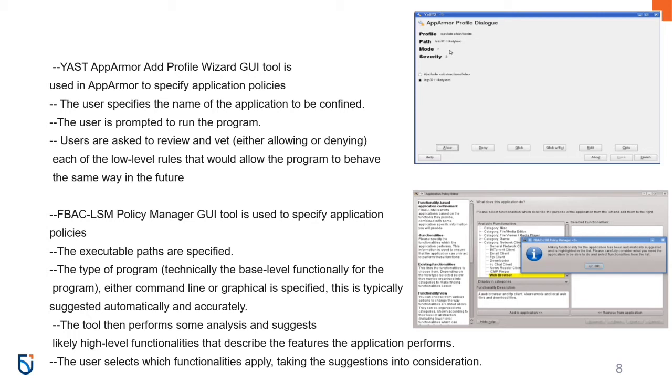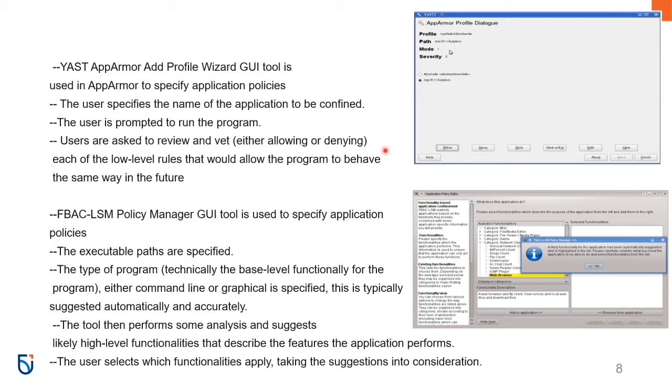Now let's see how we can specify application policies in AppArmor. In AppArmor, using the YaST AppArmor Add Profile Wizard GUI tool, we can specify application policies. The steps involved in specifying these policies are as follows. The user specifies the name of the application to be confined, and then the user is prompted to run the program. After we run the program, the users are asked to review and vet the program. Vetting is nothing but either allowing or denying each of the low level rules that would allow the program to behave in the same way in the future.